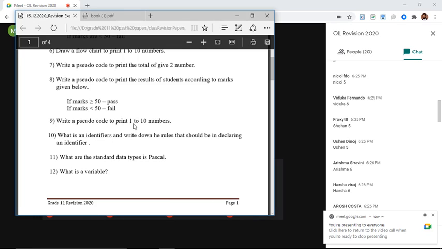Start. Input marks. Input marks, okay. If marks greater than or equal 50, yes, then result equals pass. Good. Else result equals fail. Okay. End if. Good. Display result. Right. Then stop. End. Good.